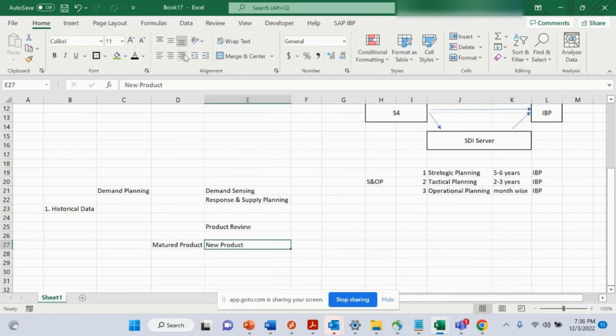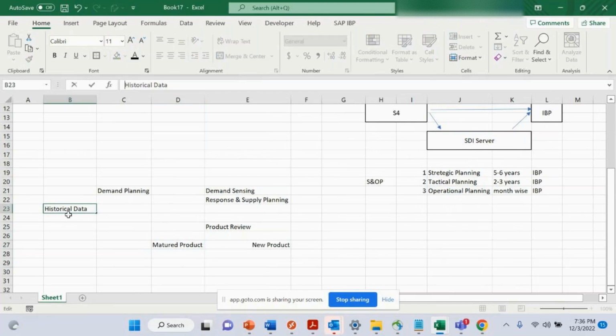Now the challenges come, because in the product review phase we have two types of products. As per the business process, first we will analyze the historical data. The second thing we will do is data correction by the planners. If I am a planner, then for my respective business, I will take care of the historical data and its correction. What do you mean by correction?